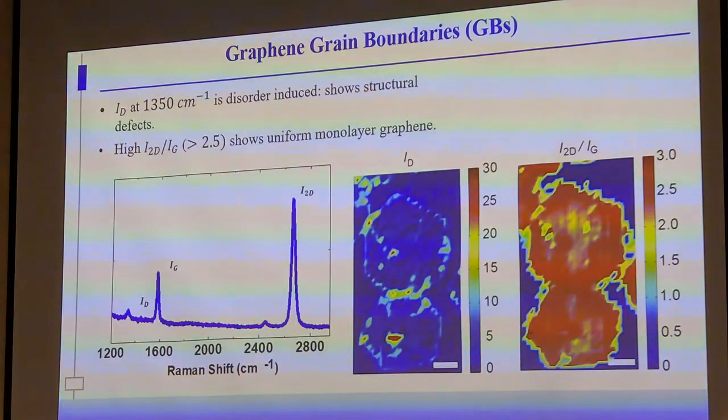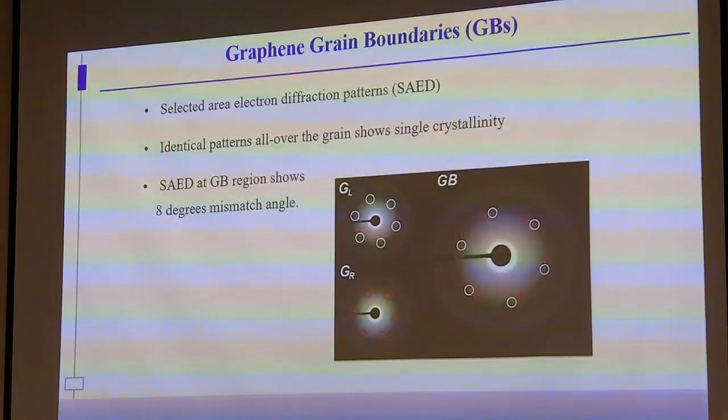With Raman spectroscopy, you can clearly see the defect here. This shows that the grain boundary is very, very defective, and the other two regions are pretty clean. They are not very defective compared to this one. This is the selected area electron diffraction pattern, SAED. This is your left grain, this is your right grain, a pure hexagonal pattern. But when we have the grain boundary, there is a mismatch of 8 degrees. So it shows you that the grain boundary is a defective structure.